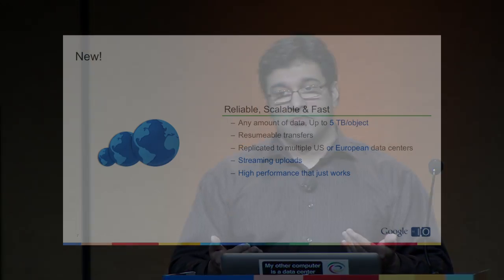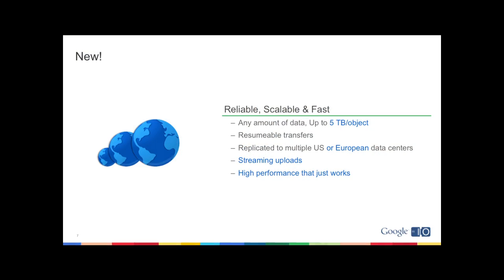We're also announcing support for streaming uploads into Google Storage. The benefit of this is you no longer need to buffer data on your servers. If you're trying to get data from, say, an external telemetry source or from an end user into the cloud, you can just start sending it straight into the cloud by using the standard HTTP chunked transfer encoding mechanism. So it's very easy and makes that use case a lot easier.